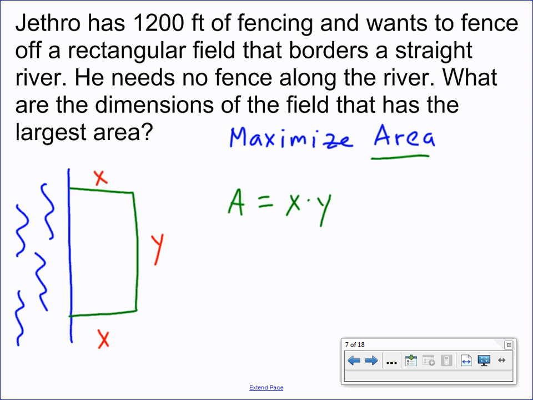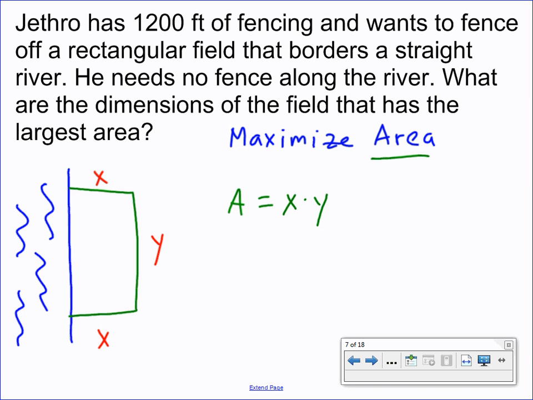So as I look at that picture, it looks to me like that green length of fence, again, we don't need any along the river, has to total 1,200 feet. And so what equation would relate x, y, and 1,200? Benton? 2x plus y equals 1200. So 2x, because we've got bottom x length, top x length, and then the 1y on the vertical length, equals 1,200 feet of fencing. Awesome.